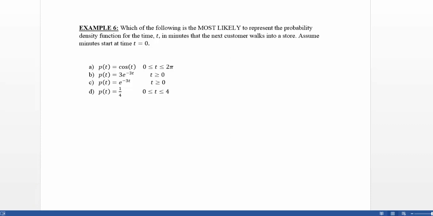So first, we need to look at the functions and first make sure that they're always positive. So notice that A is cosine of t, and it's defined for 0 to 2 pi. Well, if you think about cosine, cosine starts positive, but then it goes below the x-axis before it comes back up. So there are values here that are negative. Therefore, this cannot be our probability density function because it has negative values. And to be a density function, all values would need to be positive. So it's not going to be A. B, C, and D, however, all are strictly positive. So therefore, they're still in consideration.